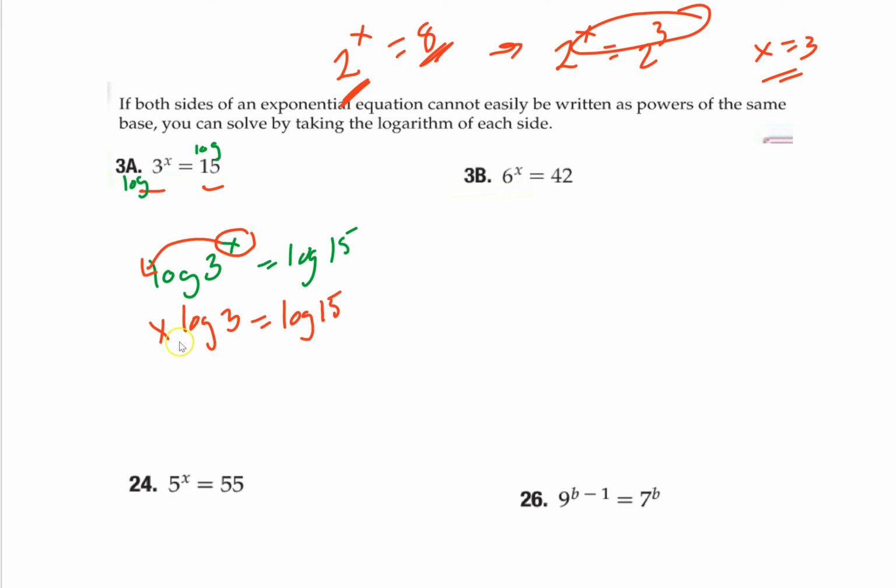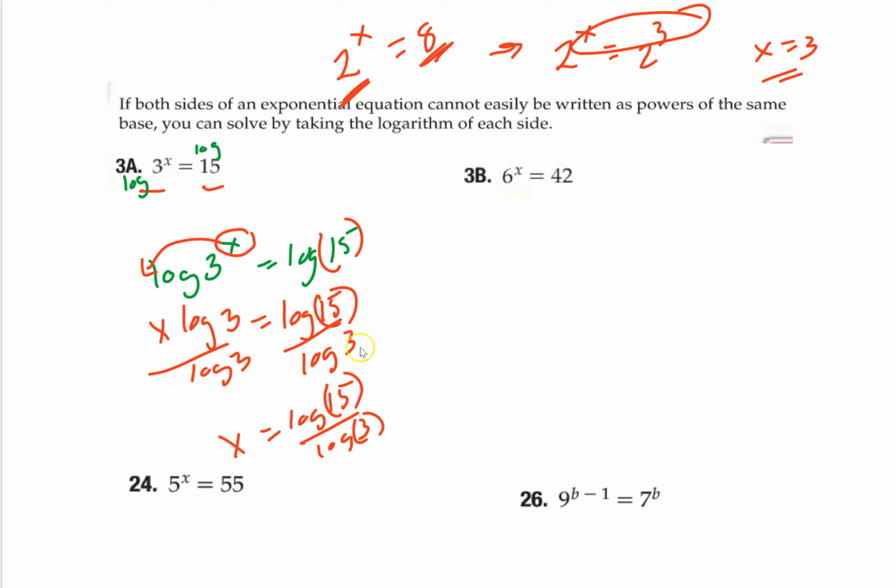And now I can actually solve this. I can divide by log 3. So x equals log 15 over log 3. Keep in mind this is not log 5. These are separate. It's log of 15, log of 3. I should be writing that all the time, actually. Right? This is stuck. These don't reduce. Or if you want, you can put it in your calculator.